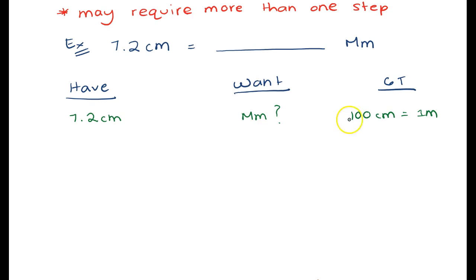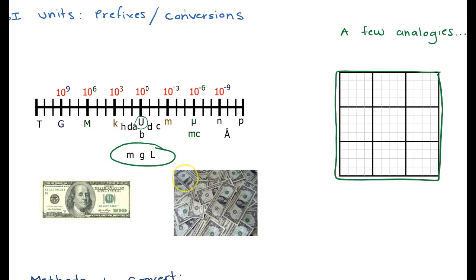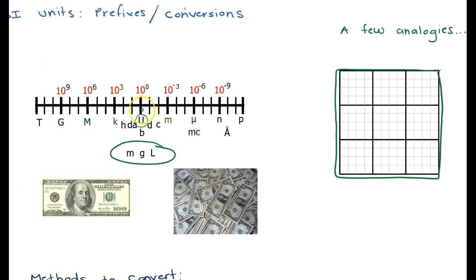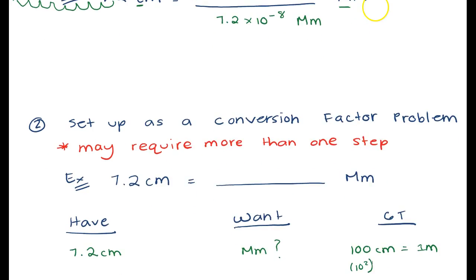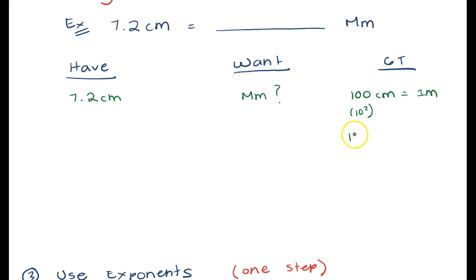So I'm going to write 10 to the 2 under here. Doesn't matter which way you write it. The next thing I want to figure out is how many meters I have in a megameter. If I start at just our unit meters, I have 1, 2, 3, 4, 5, 6. So that tells me I have 10 to the 6 meters for every 1 megameter.